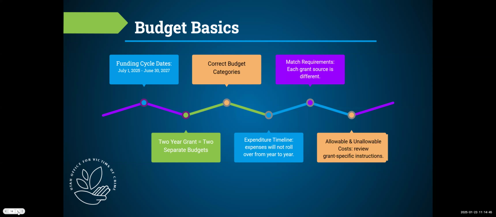Now let's talk about the expenditure timeline. It's important to remember that expenses will not roll over from year 1 to year 2. You should plan your budget so that expenses can be fully expended within the program year. If you have items or services that will extend into year 2, make sure to budget them accordingly.